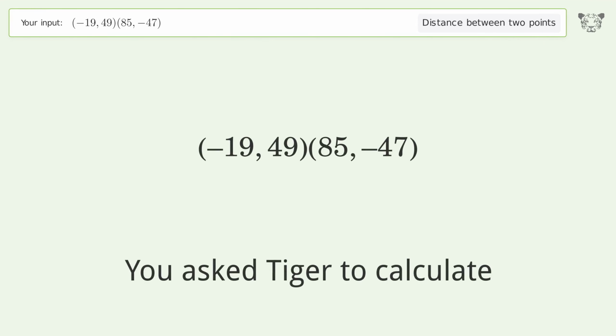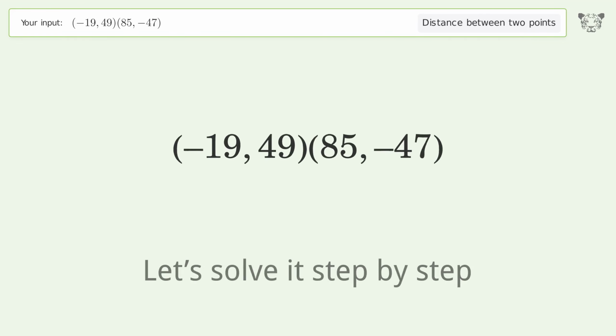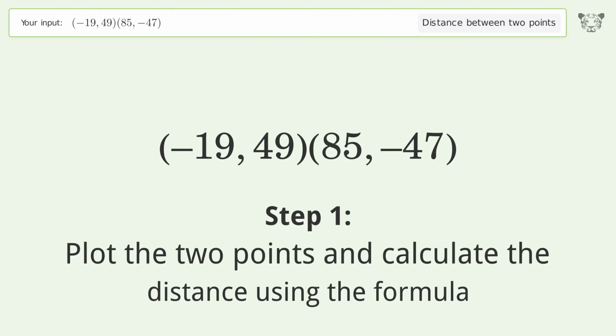You ask Tiger to calculate. This deals with the distance between 2 points. The distance between the 2 points is the square root of 20,032 or 141.534. Let's solve it step by step. Plot the 2 points and calculate the distance using the formula.